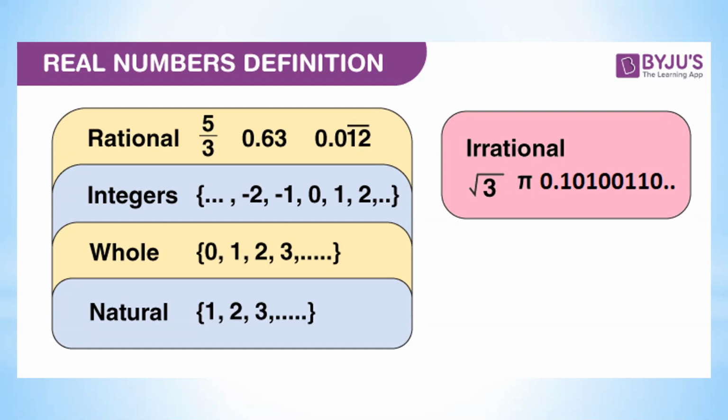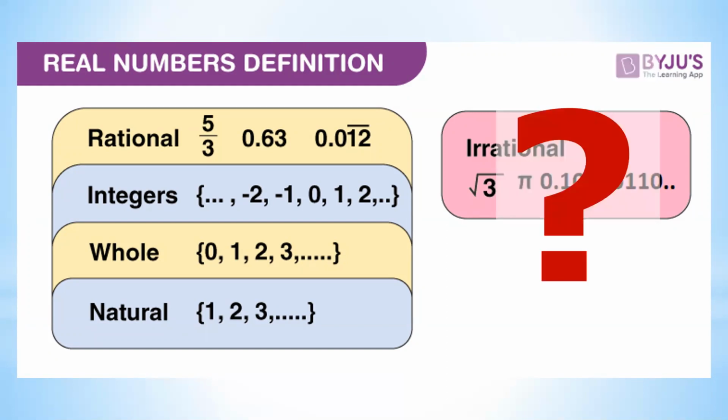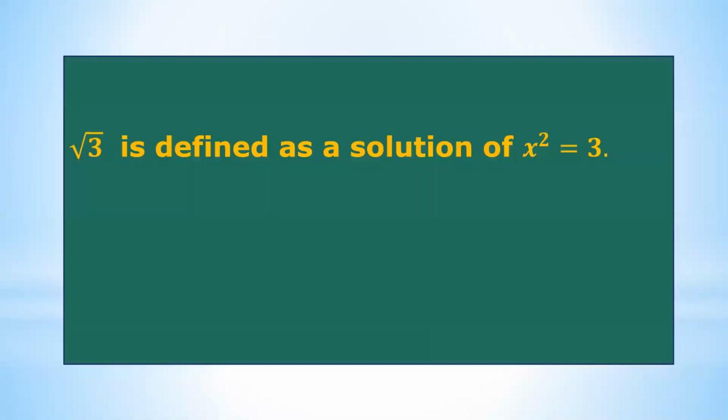The question is, how do you really define an irrational number? You cannot just take an irrational number as a number. You have to make sense of it. That's why we need a theory, what we call real number theory. So now let's begin to look at the issue involving irrational numbers. The biggest issue, think about square root 3. How do you define square root 3?